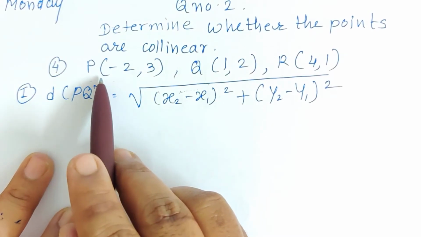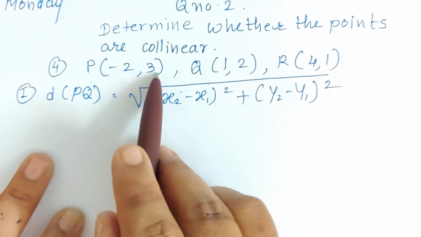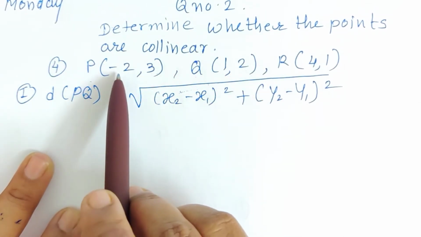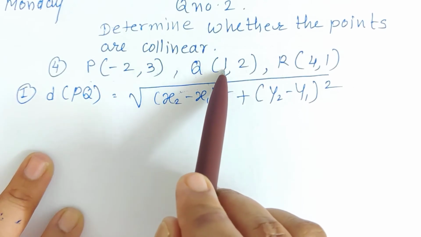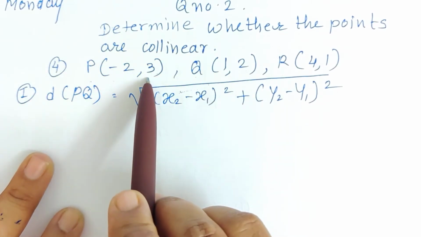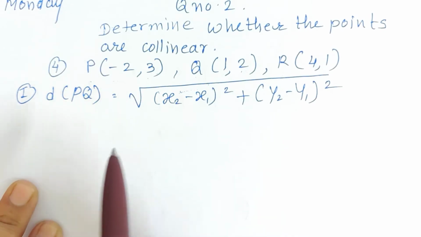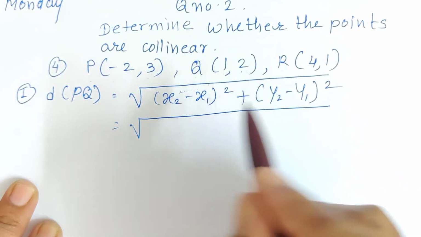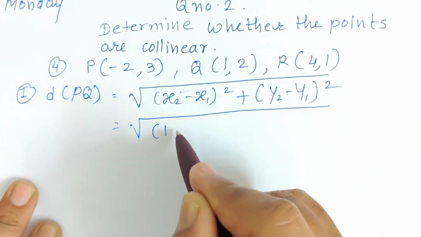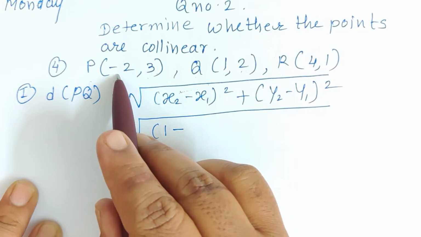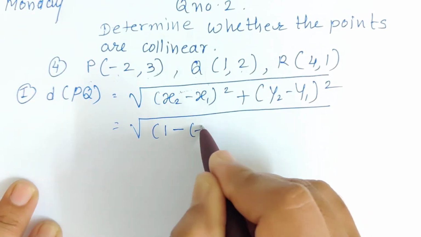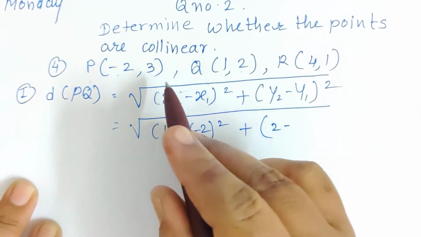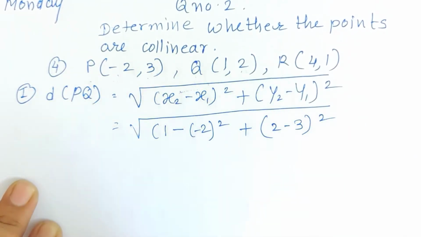Now in the first example, P's coordinates are minus 2 and 3 and Q's coordinates are 1 and 2. So here x1 is minus 2, x2 is 1, y1 is 3 and y2 is 2. So we will put the values in this. Under root, x2 is 1 minus x1 is minus 2, bracket square, plus y2 is 2 minus y1 is 3, bracket square.